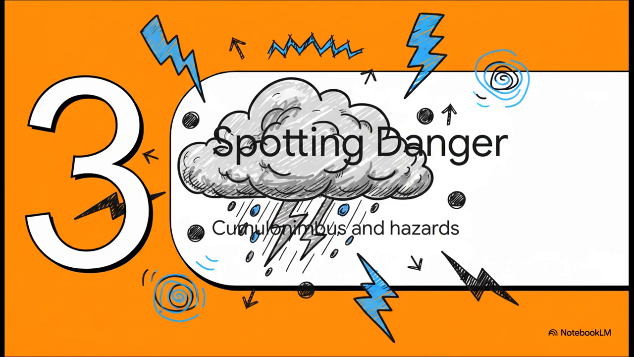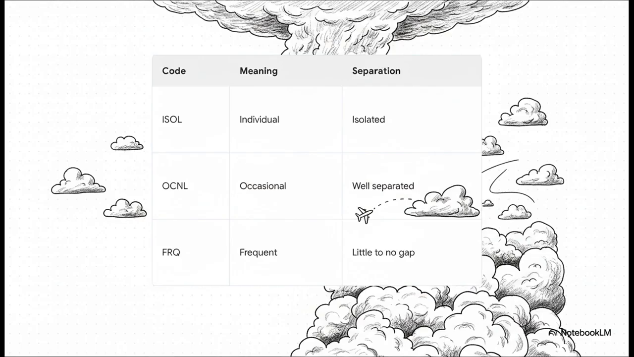Let's talk about cumulonimbus and major flight hazards. Out of all those hieroglyphics we just looked at, there is one specific weather phenomenon pilots try to avoid at literally all costs: the mighty cumulonimbus cloud. When these are forecasted, the charts use 3 specific codes to tell pilots exactly how densely packed they are.